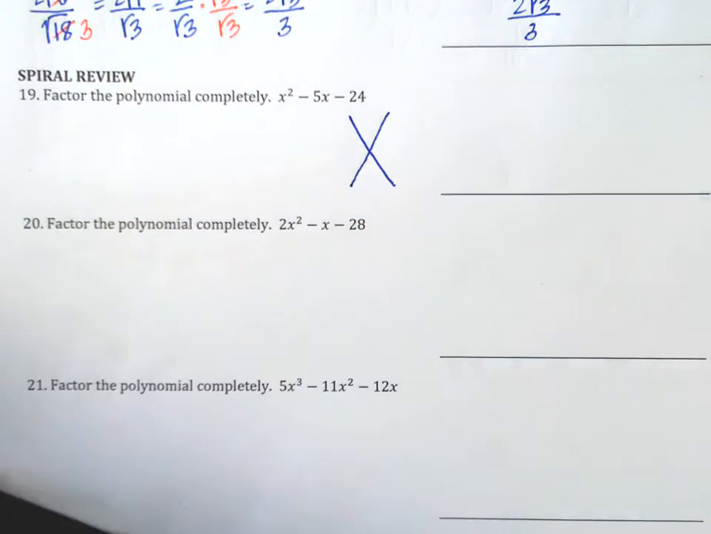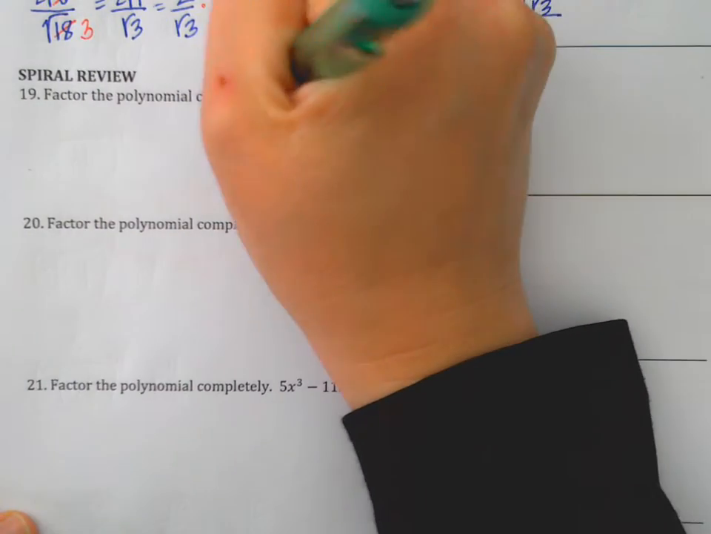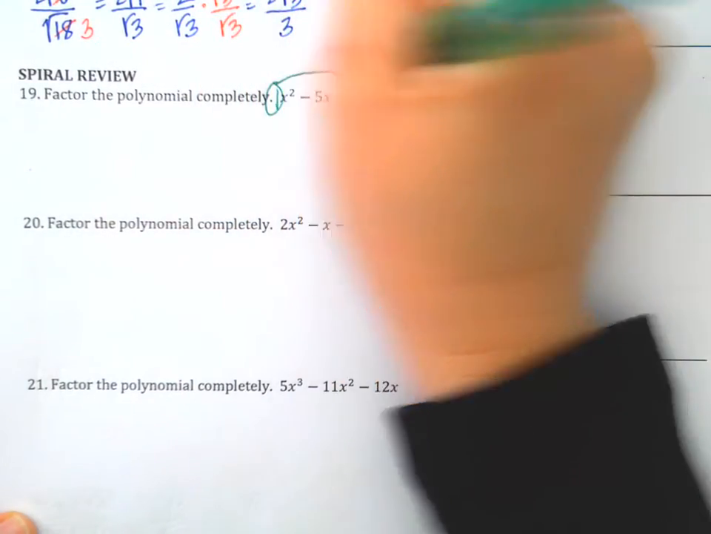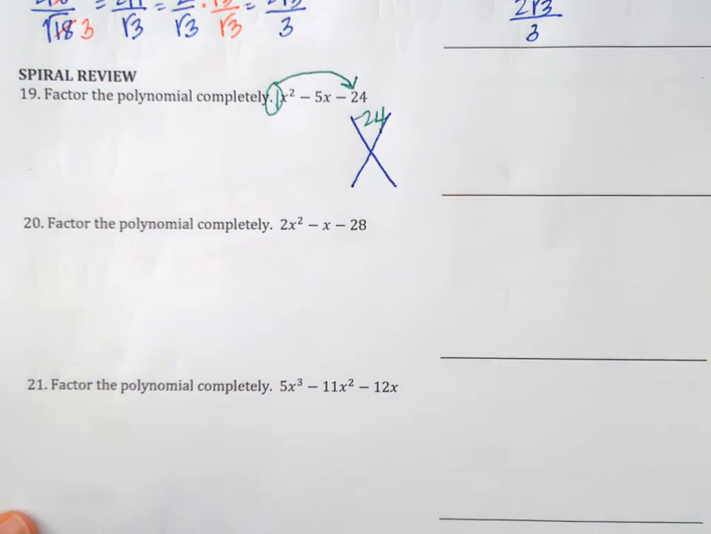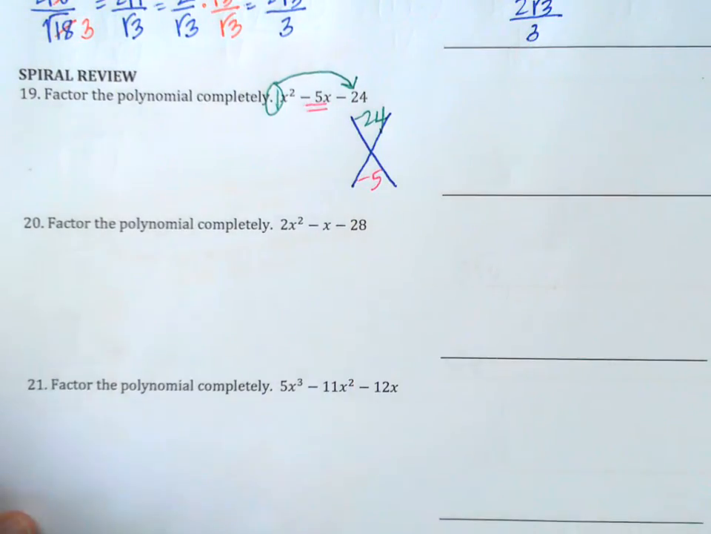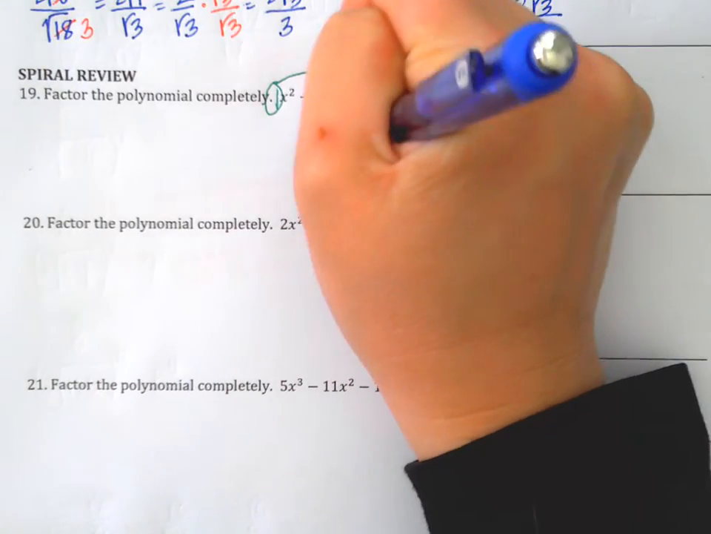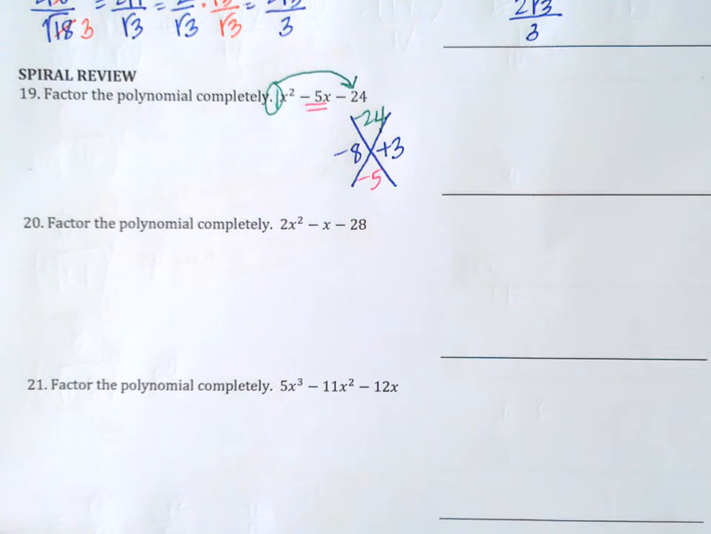So on top, remember, on top is going to be a times c. So 1 times negative 24, which is just negative 24. And then bottom is my b term, which is negative 5. So I'm thinking, what 2 numbers multiply together to get me negative 24 and also add to get me negative 5? Well, if you have your 15 by 15 chart, if you need to use that, or if you can think of your factors on your own, great. Those 2 numbers are going to be negative 8 and positive 3.